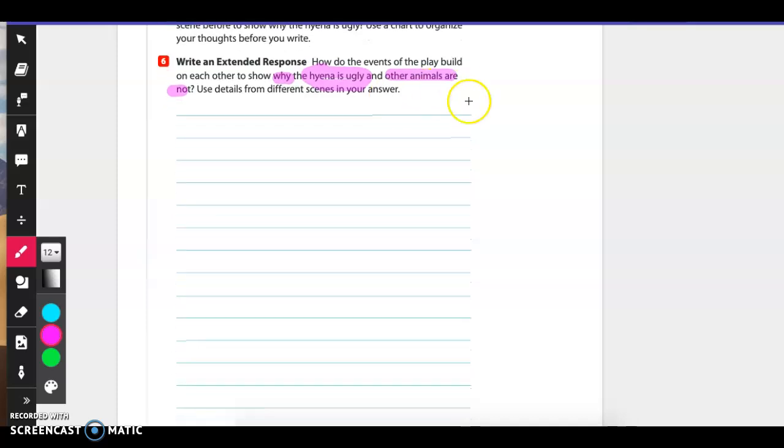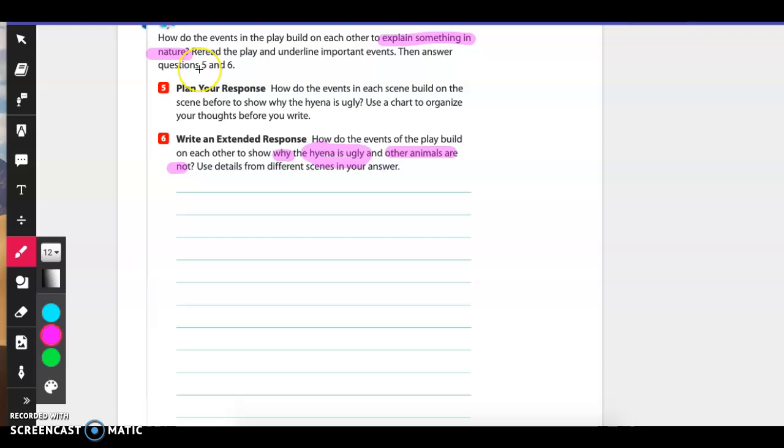So remember, whenever you are answering your question, to use R for restate the question, A, answer the question, and C, cite your evidence. This is your proof. So that's where you need to give examples from the text that prove your answer.